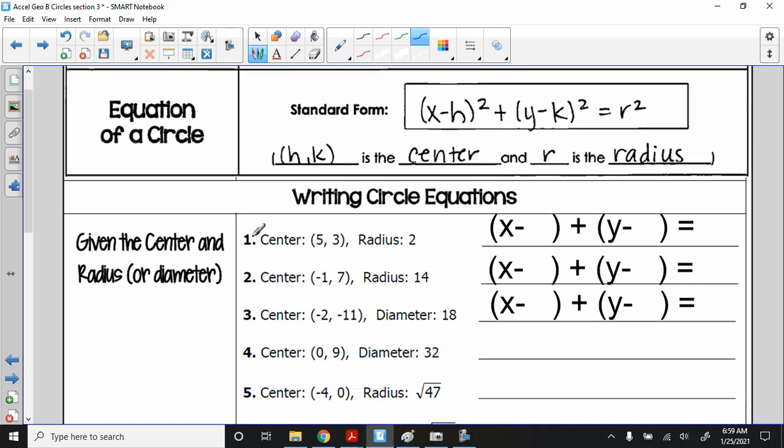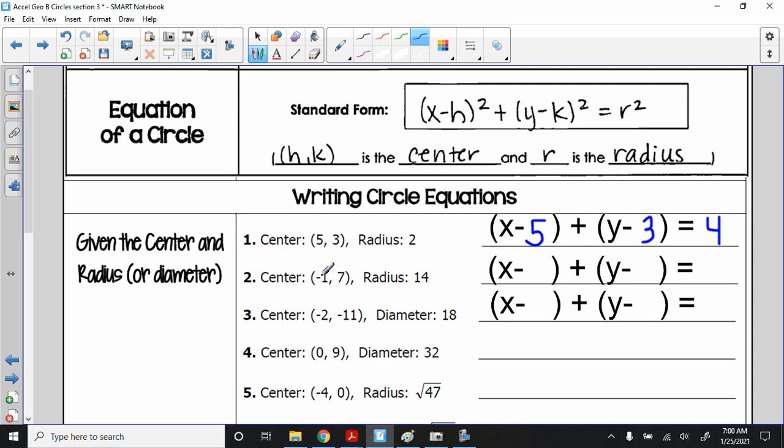So our first one here is a center of (5, 3). The first number is h, the second number is k. H goes behind x, so I'm just going to put a 5 in here. K goes behind y, so I will put a 3 here. And this is supposed to be radius squared, so r squared is 4. Hope that's pretty easy.